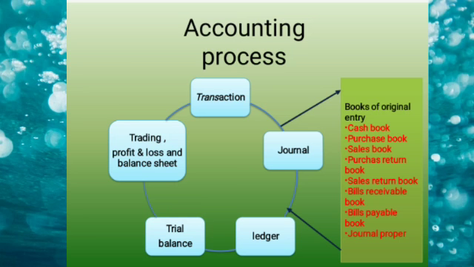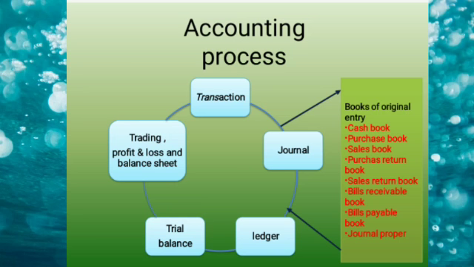So first a transaction takes place, and then those transactions are recorded in the books of original entry, in the journal. So we journalize those transactions in the form of journal entries. After completing the journal entry, we divide those transactions into the books of original entry. Books of original entry include the cash book. In the cash book, only cash transactions are recorded.